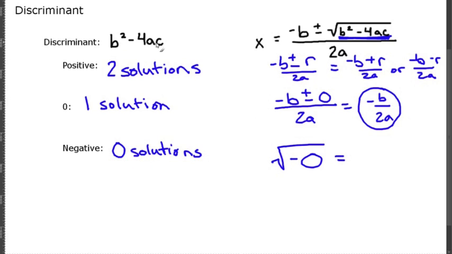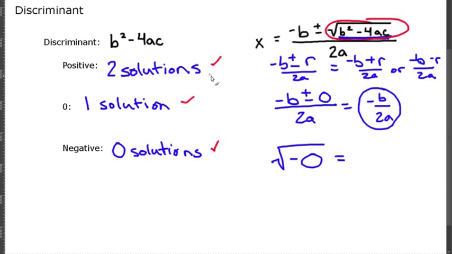So the discriminant is a good test before you even begin the quadratic formula to know whether you're going to get 2 solutions, 1 solution, or 0 solutions. If the discriminant is negative, why go through all the work of plugging in all the numbers? Because you know that you're going to have 0 solutions. If the discriminant is 0, you don't even need to plug in the numbers underneath the square root. You're just going to use negative b over 2a.